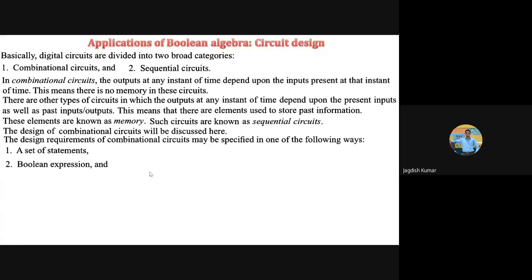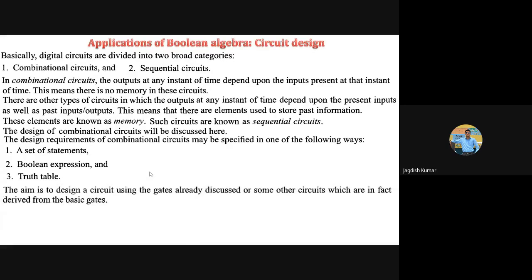It may also be specified in the form of a Boolean expression. That is also nothing but tells you the relation between inputs and outputs, correct? So that's another way of doing. And the last way is maybe somebody gives you the truth table and asks you to design the corresponding circuit. So these are different ways of the requirements, how somebody can give you the requirement for design of the circuit. Then based upon those requirements, you have to plan your circuit.